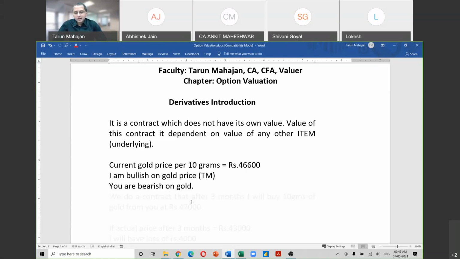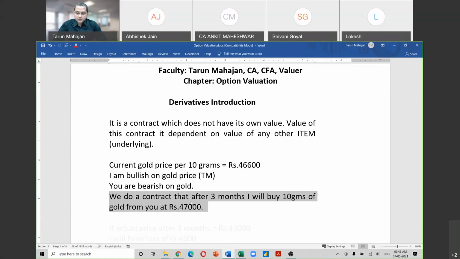So let's enter into a contract that after 3 months, I will buy 10 grams of gold from you at a price of rupees 47,000. So we entered into a contract that after 3 months, I will buy and you will sell 10 grams of gold at a rate of rupees 47,000. Now this contract is named a forward contract.